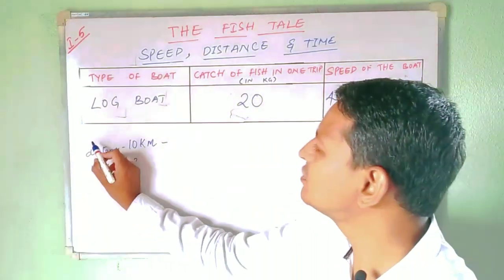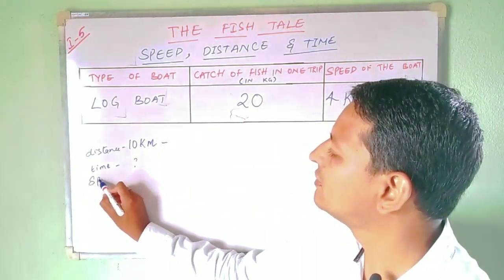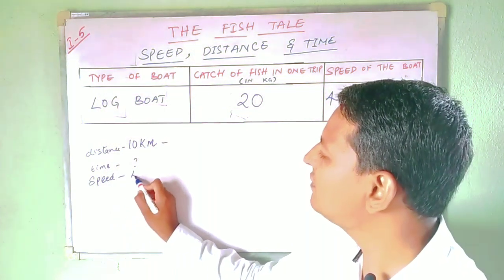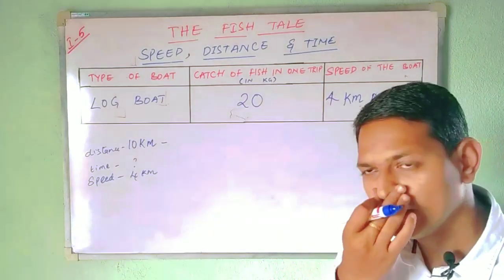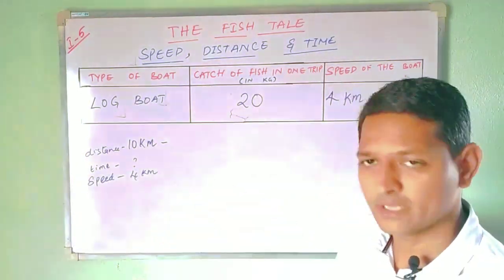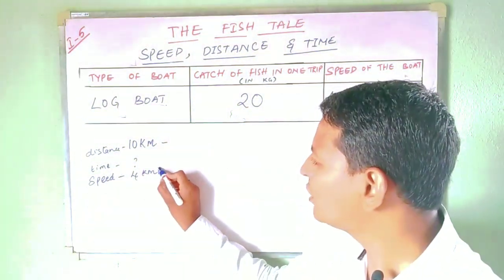Then, what speed is it going? The log boat is going with a speed of 4 kilometers per hour. Now tell me how we can do this. If it is going with a speed of 4 kilometers per hour, what is the meaning of 4 kilometers per hour?